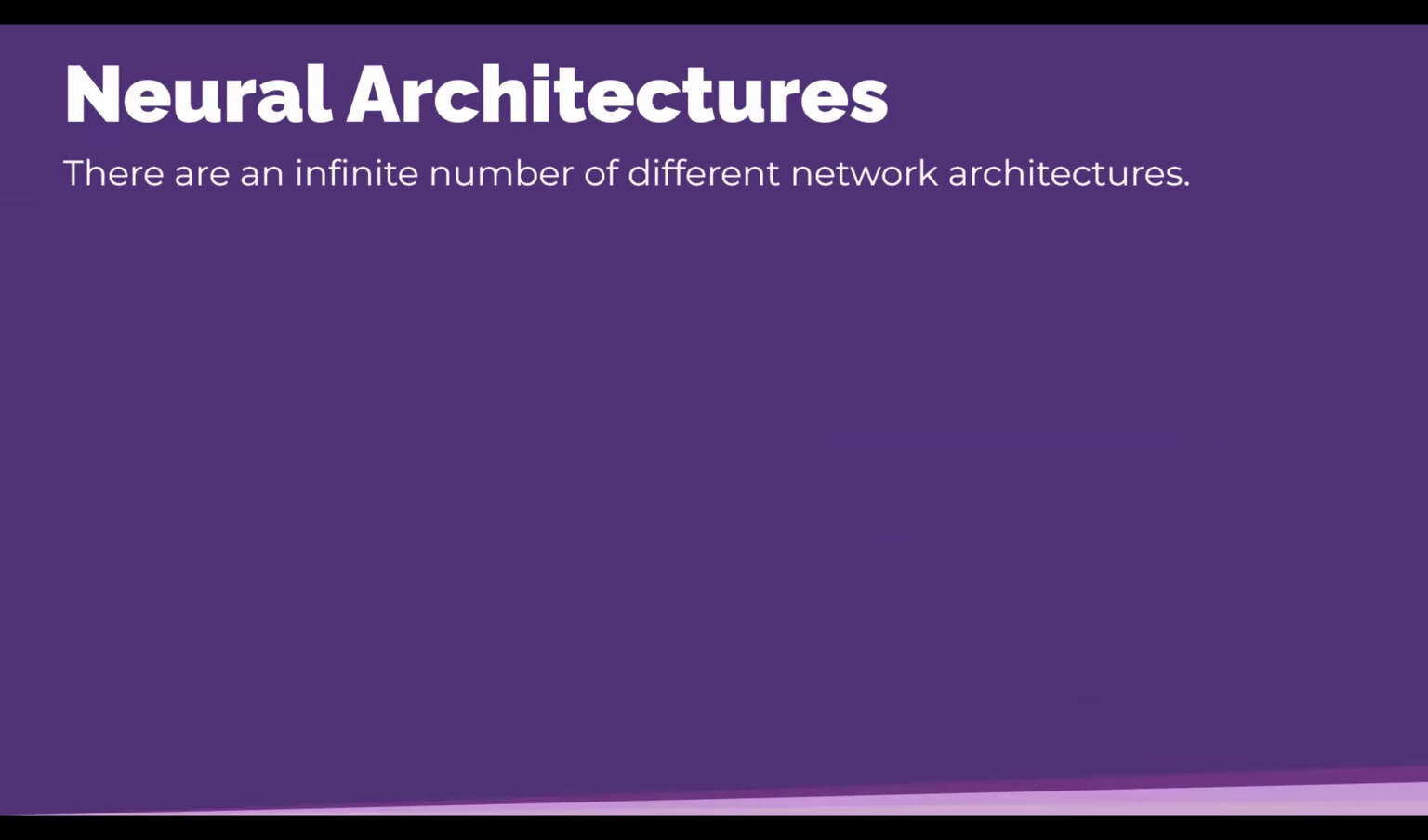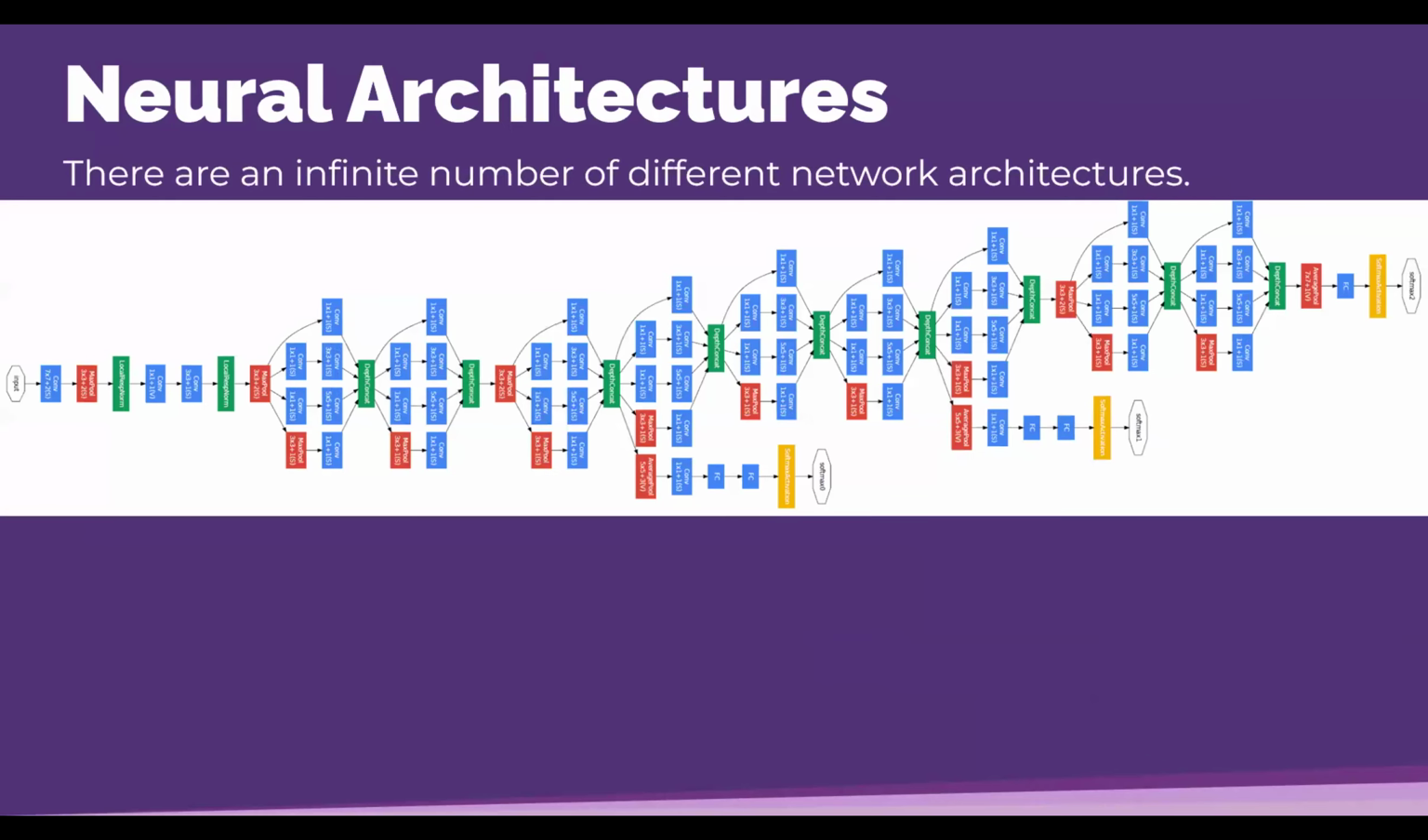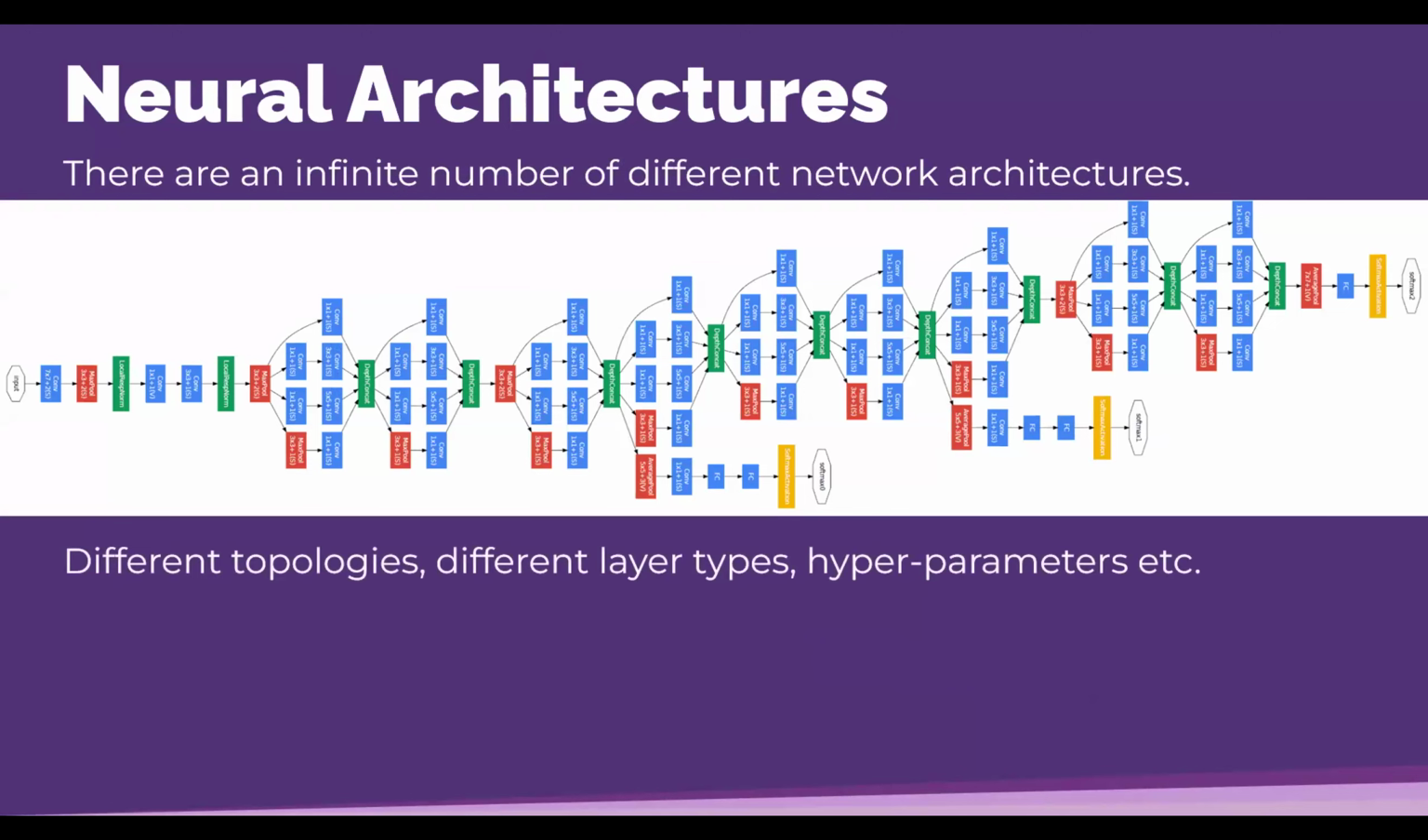The problem is there are an infinite number of different network architectures. So this is an image of GoogleNet, which is one of the off-the-shelf ones that you can download from the TensorFlow or the PyTorch libraries and then fine-tune for your own problem. And you can see it's a very different structure to the one that I showed earlier, the multi-layer perceptron. And it's not just that it's got a different shape, it's got a different connection topology. It's also got different types of layers in between them. Different topologies, different layer types, the different hyperparameters you use, all of these affect the final outcome, and all of these are part of your neural architecture.